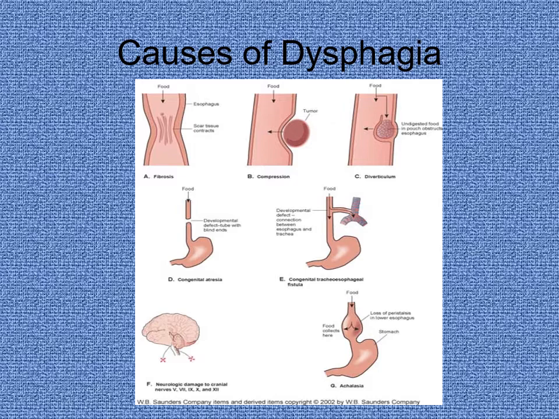Then you see the congenital tracheoesophageal fistula and that diversion into the trachea, and this can be extremely serious, has to be corrected right away. Again, another congenital defect. And then F, neurological damage to those various cranial nerves involved with the swallowing mechanism. And then achalasia, where you have a loss of peristalsis in the lower esophagus, and then it widens and the food tends to collect in that pouch there.